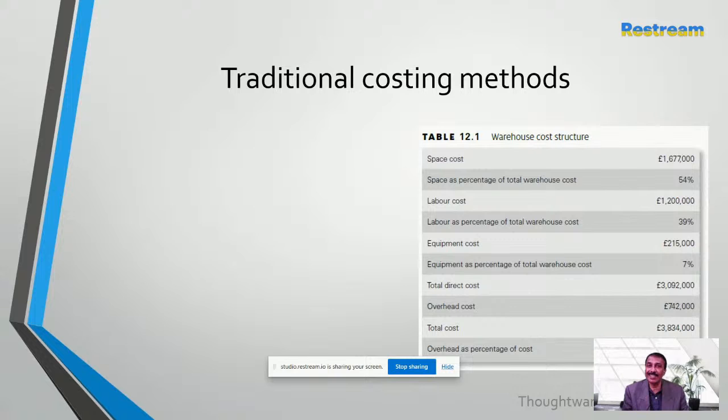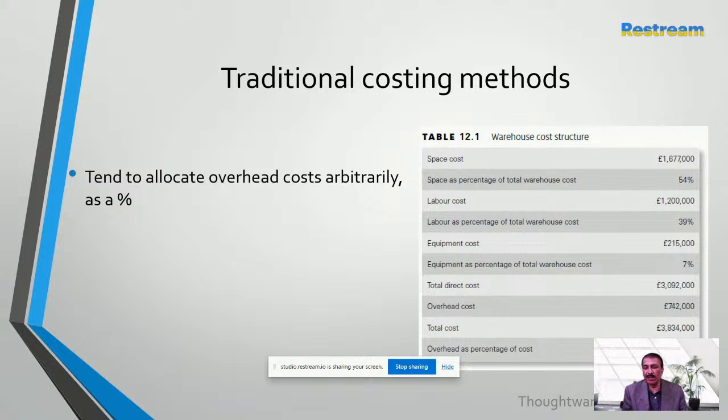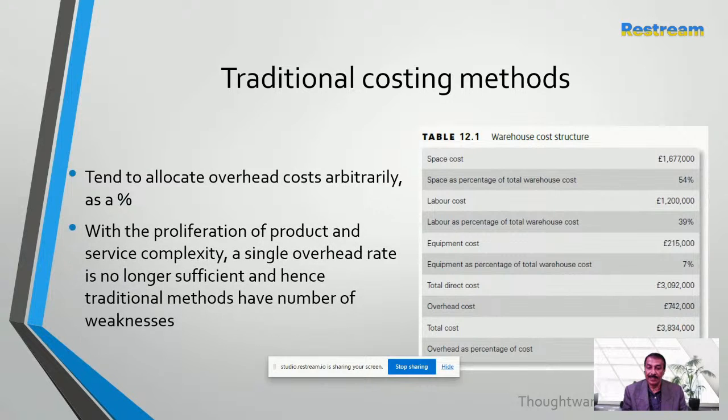That's where traditionally we have been approximately allocating the overhead cost to all the functions, which is more of a rough estimation. We tend to allocate overhead cost arbitrarily as a percentage of cost. But nowadays you may see there is a lot of product and service complexity, and a single overhead rate is no longer sufficient. And hence this kind of traditional method will not work.